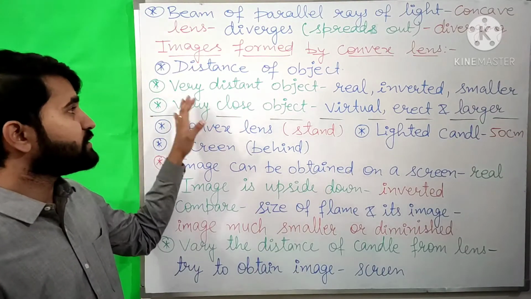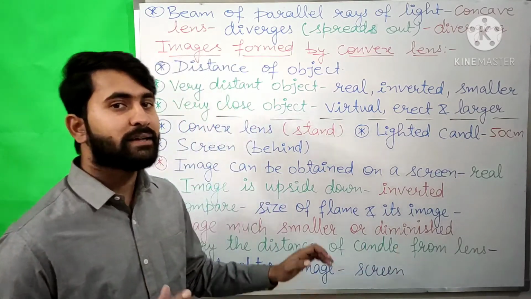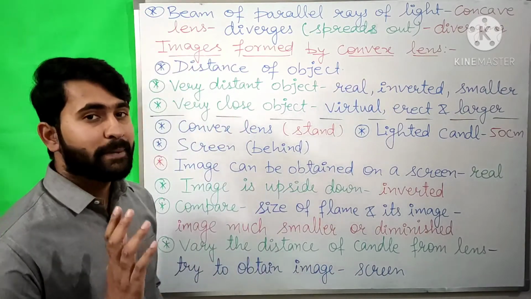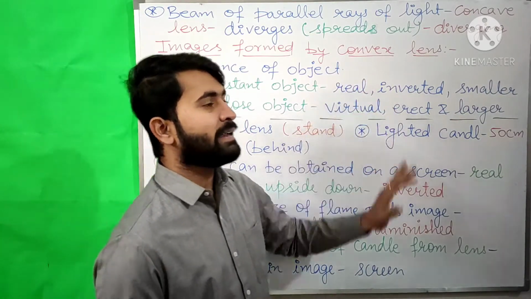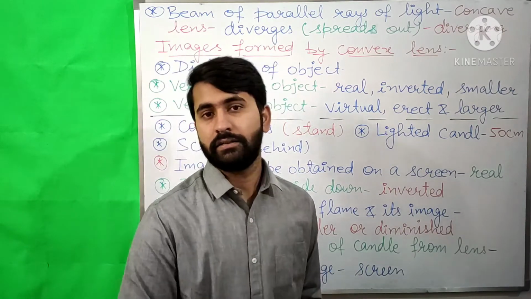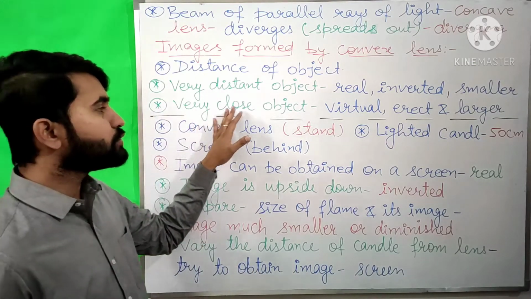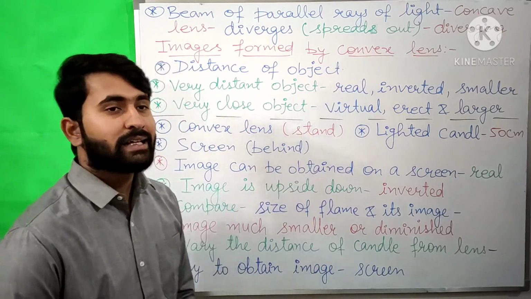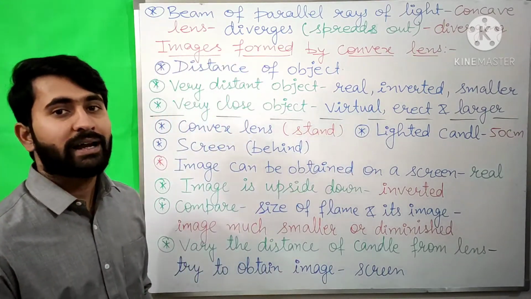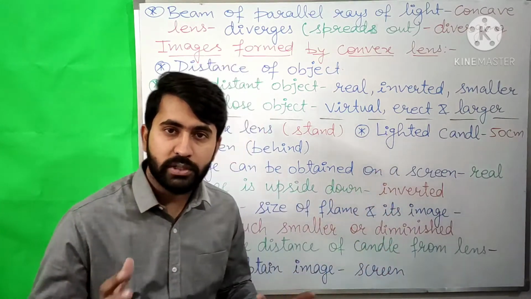As the distance of the object is decreased by bringing it more and more towards the convex lens, the image remains real and inverted, but its size keeps on increasing. And when an object is placed very close to the convex lens, then a virtual and erect image is formed, and the image formed is larger than the object.